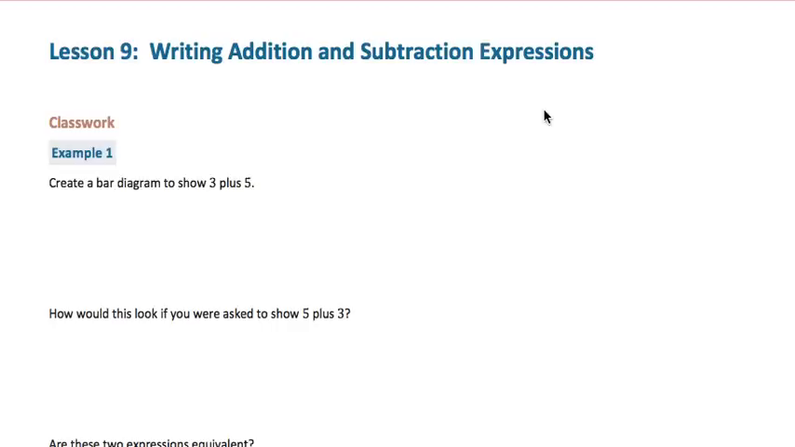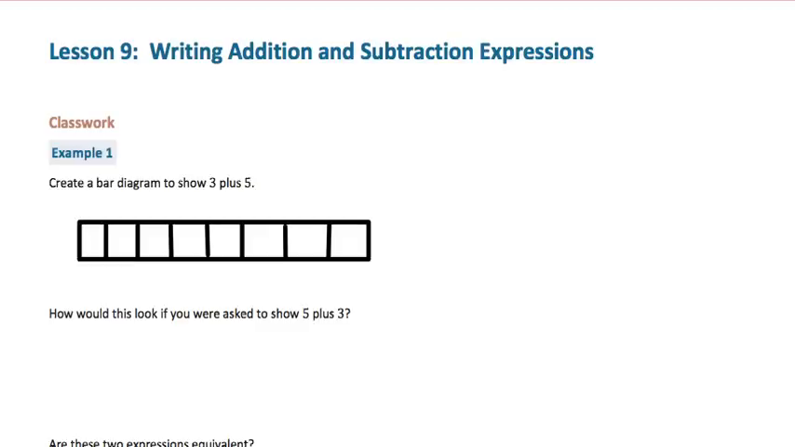In Module 4, Lesson 9, we're going to be writing addition and subtraction expressions. So we start off in example 1. They ask us to write a bar diagram to show 3 plus 5. And you can see we have 1, 2, 3 plus 5 more. 3 plus 5. Then they ask, how would this look if you were asked to show 5 plus 3?